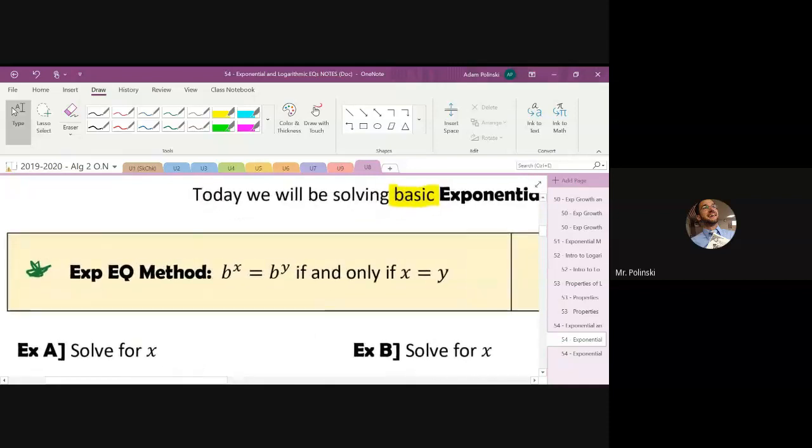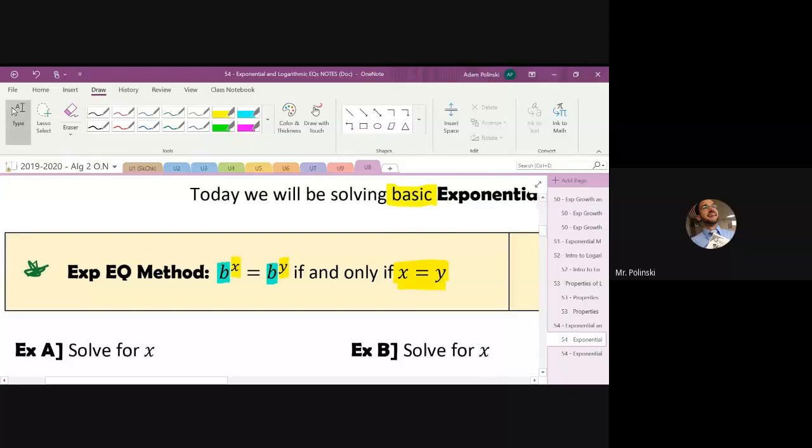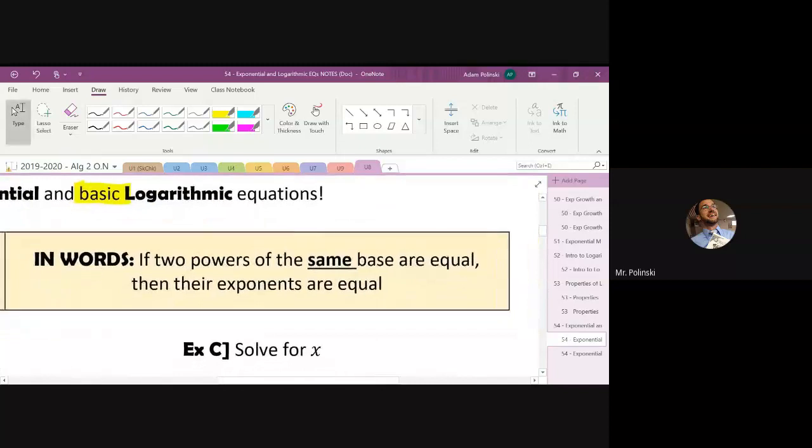And the way we're going to be solving this is using this idea of if I can make the bases of an exponential equation match. So if I have some base b raised to an exponent of x, but then on the other side I have base b raised to a different exponent of y, well, since the bases are the same, I can simply just set the exponents equal to each other. So in words, if 2 powers have the same base and they're equal, then we can set the exponents equal as well.